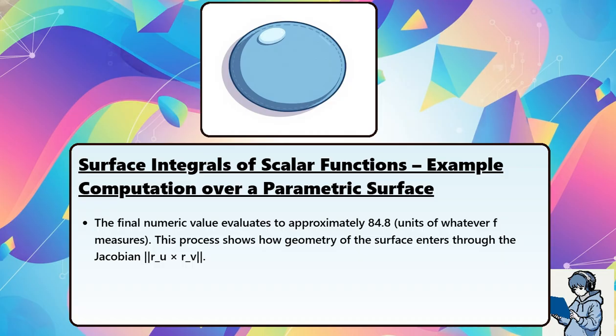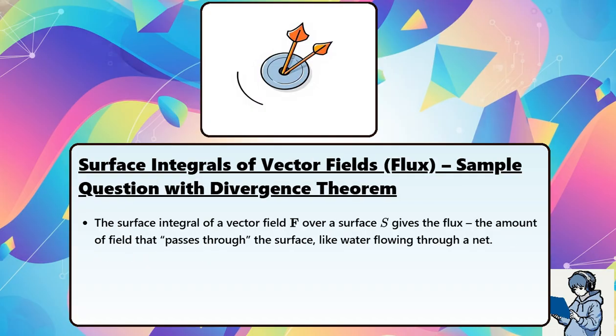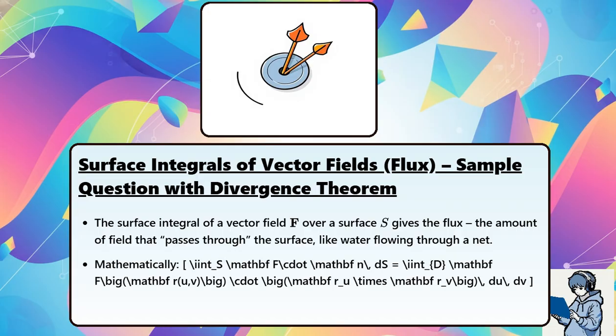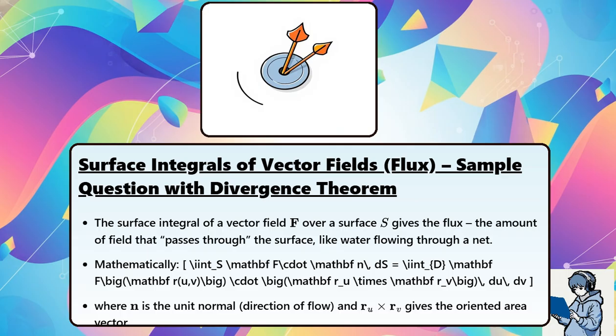This process shows how the geometry of the surface enters through the Jacobian, the magnitude of r sub u cross r sub v. The surface integral of a vector field F over a surface S gives the flux, the amount of field that passes through the surface, like water flowing through a net. The double integral over S of F dot n dS equals the double integral over D of F of r of u comma v dotted with r sub u cross r sub v du dv, where n is the unit normal direction of flow, and r sub u cross r sub v gives the oriented area vector.